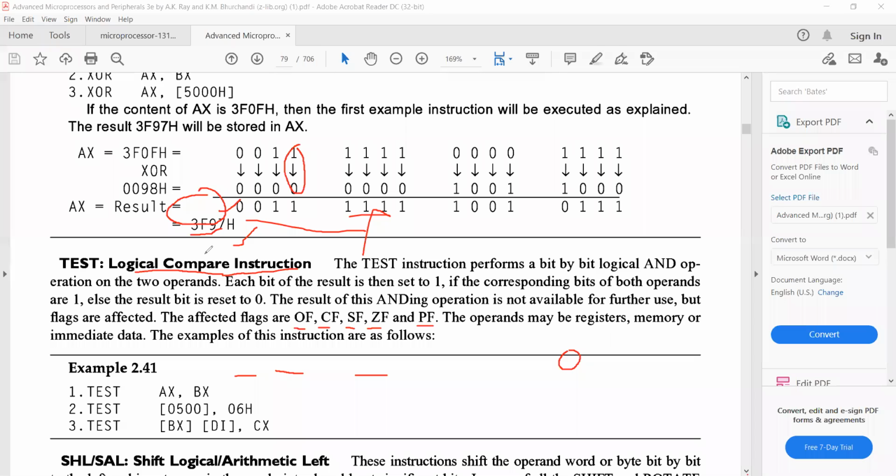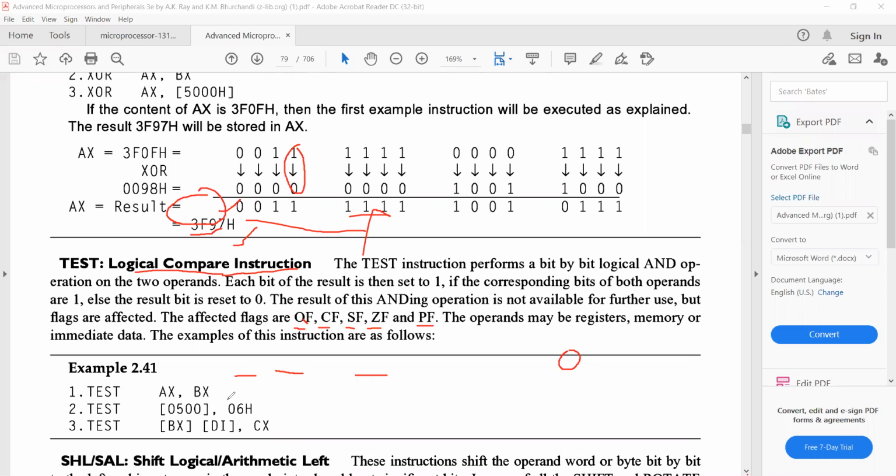In the arithmetic instructions, after performing the subtraction operation, the different flags will be affected. Based on the values of those flags, we decide which is greater, which is lesser, and which two are equal. Similarly, here also the status of these flags, the overflow flag, carry flag, sign flag, zero flag, and parity flag, will decide the comparison.